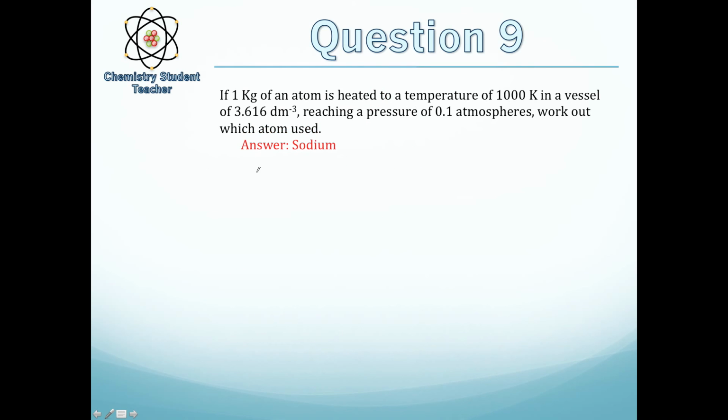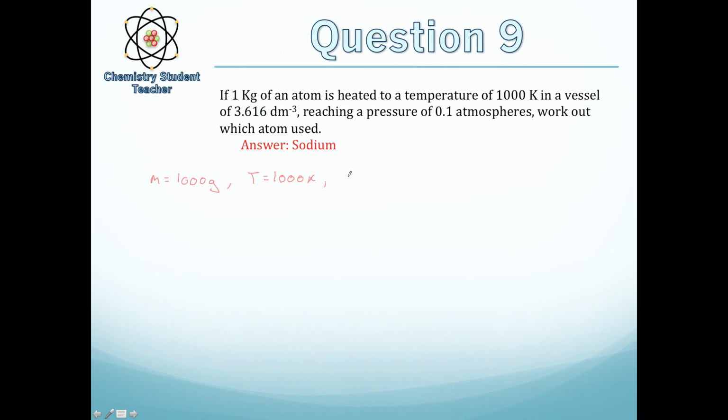Question 9. So this is one of the more complex questions you'll get in, say, an A-level exam. So here, if 1 kilogram of an atom is heated to a temperature of 1000 Kelvin in a vessel of 3.616 dm cubed, reaching a pressure of 0.1 atmospheres, work out which atom is used. First things first is, we haven't got everything in the units that we want. So we have a mass, which is 1 kilogram, which is equivalent to 1000 grams. We have a temperature of 1000 Kelvin, which is exactly what we want, which is good.